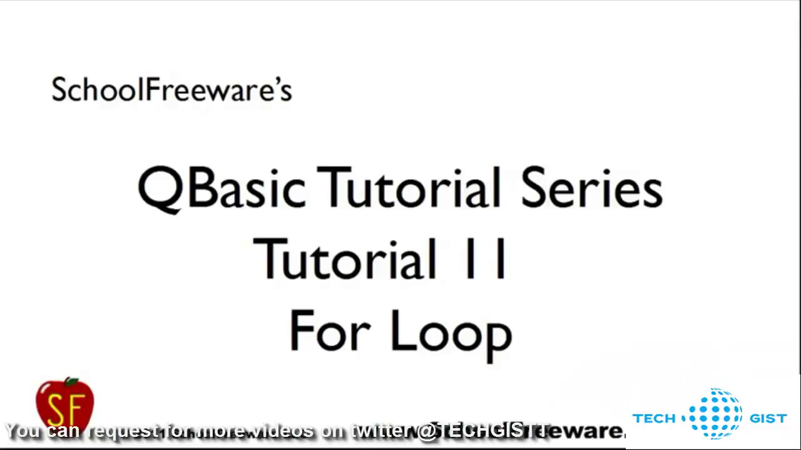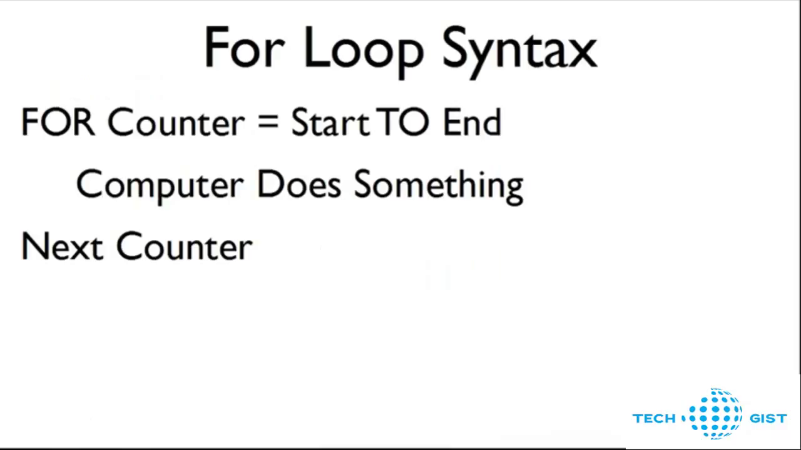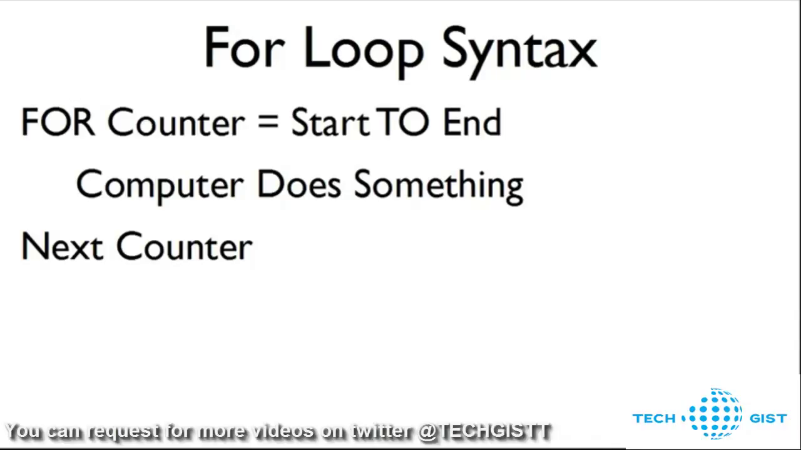School Freeware's Qbasic tutorial series, tutorial 11, for loop. The for loop syntax is as follows. We have for, and then the counter variable equals the starting position to the ending position. Within the for loop, the computer does something that we tell it to do, and we end the for loop with next and then the counter variable that we're using.